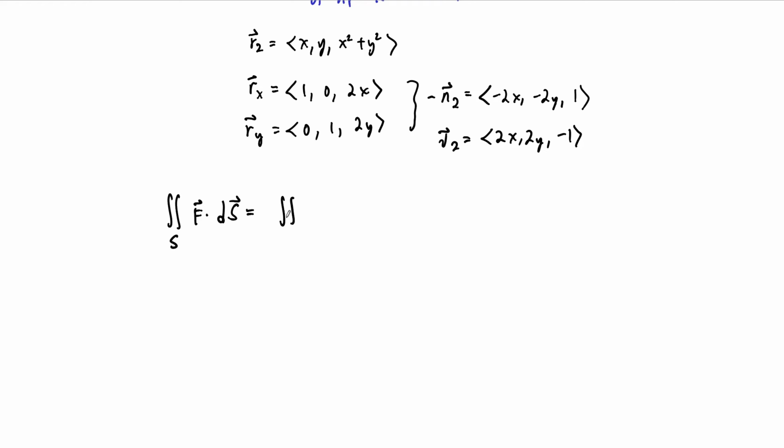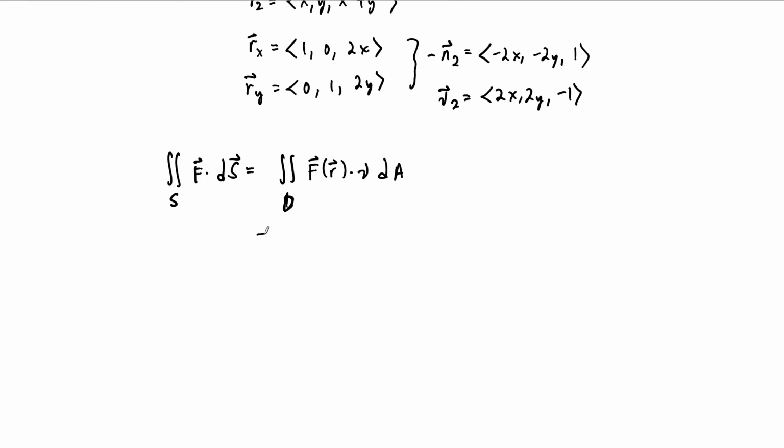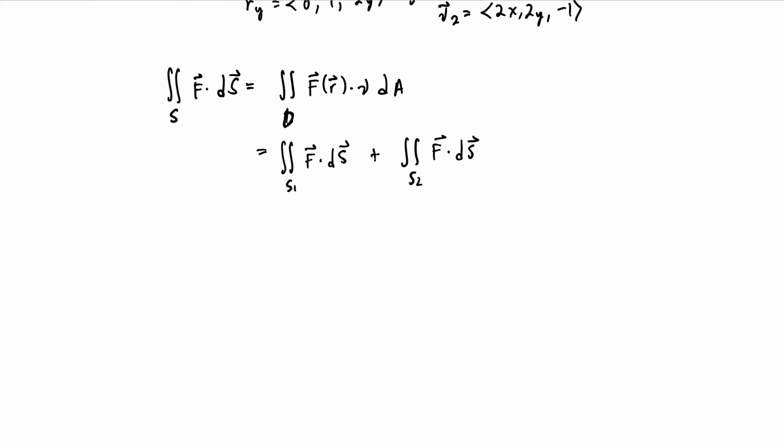And so the way we compute this is we integrate over the parameter domain for each of these. So the vector field, plugging in our components, evaluated along the parameterization in the parameter domain, dotted with nu times dA, because we have pulled back to the parameter domain. And what we need to do then is break this up into two portions. So we've got our double integral over S1 of F dot dS plus double integral over S2 of F dot dS. All right, let's do it.